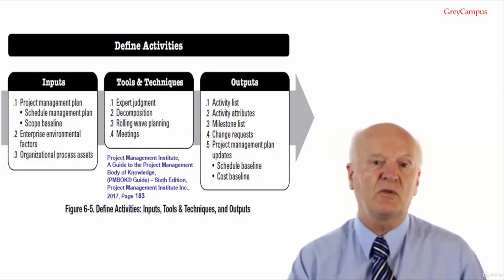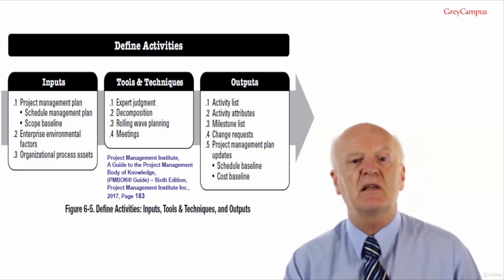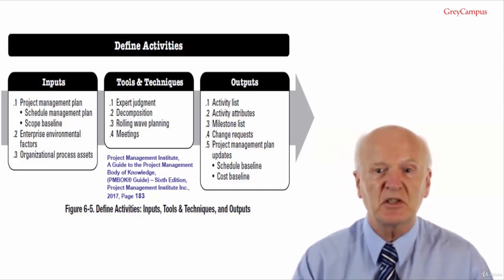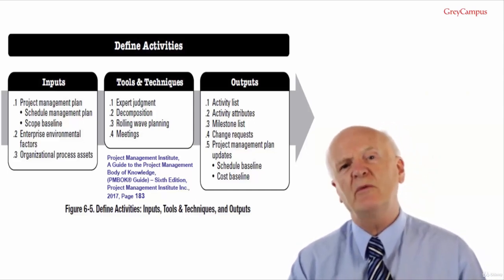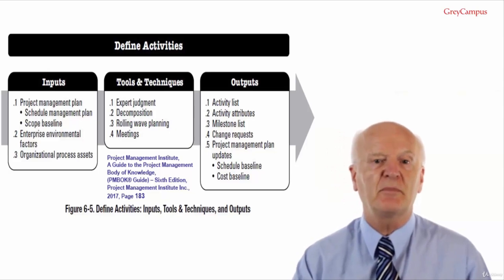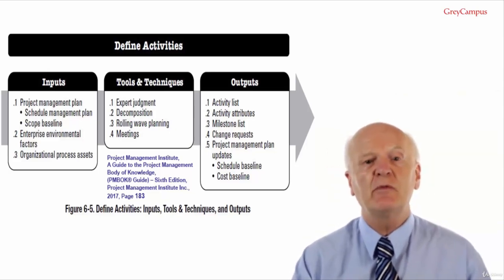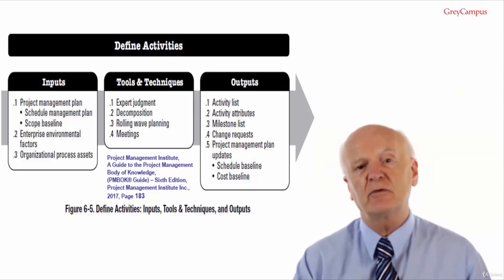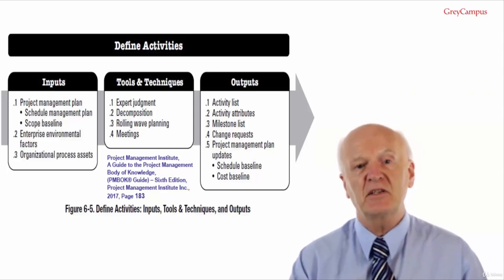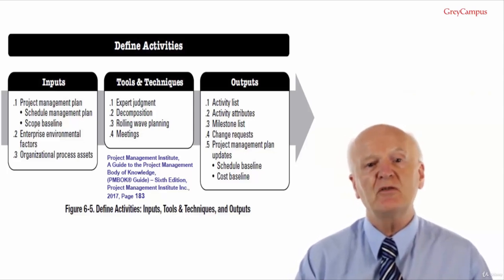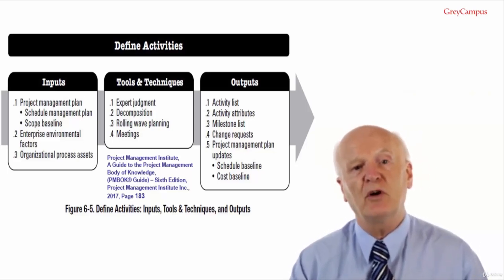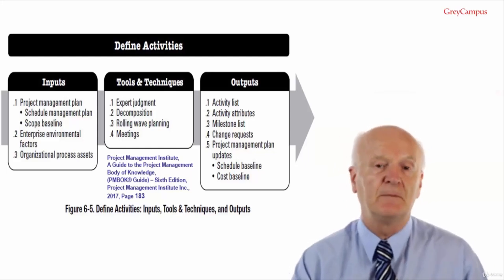Output number 4, change requests. Once a project has been baselined, the progressive elaboration of deliverables into activities may reveal work that was not initially part of the project baselines. In plain English, we realise down the track we've missed a deliverable or part of one in the earlier stages, and now we can raise a change request for processing through the Perform Integrated Change Control process.